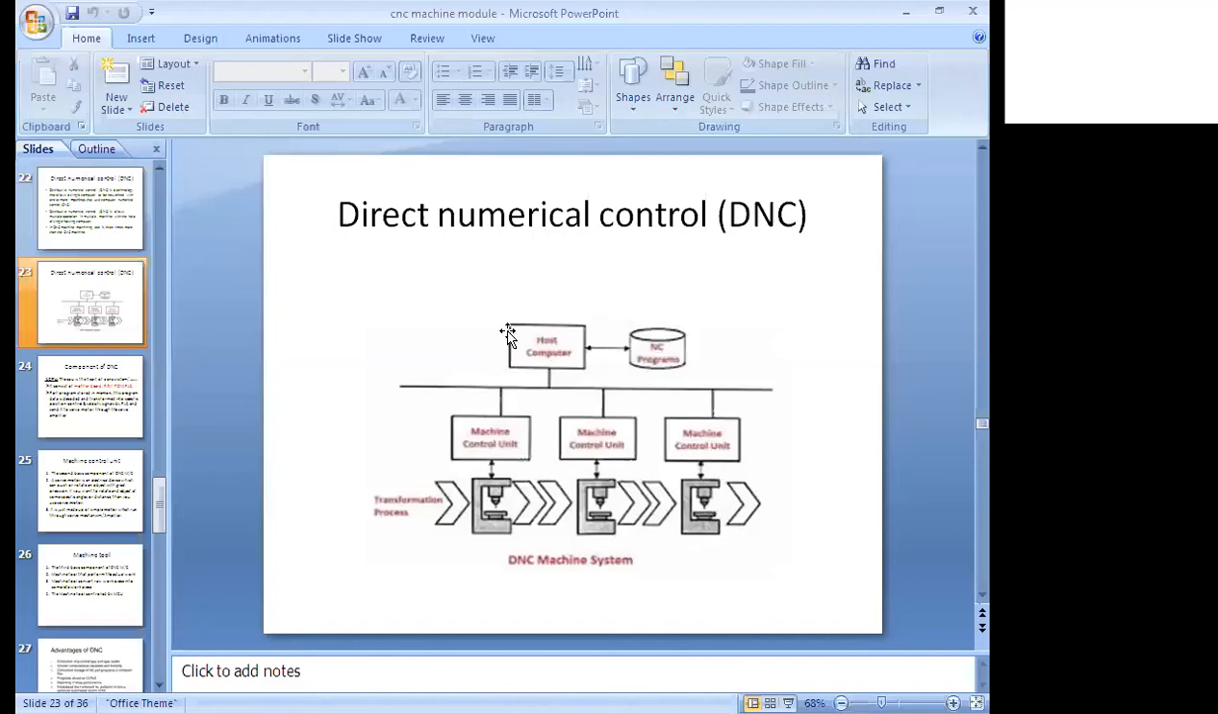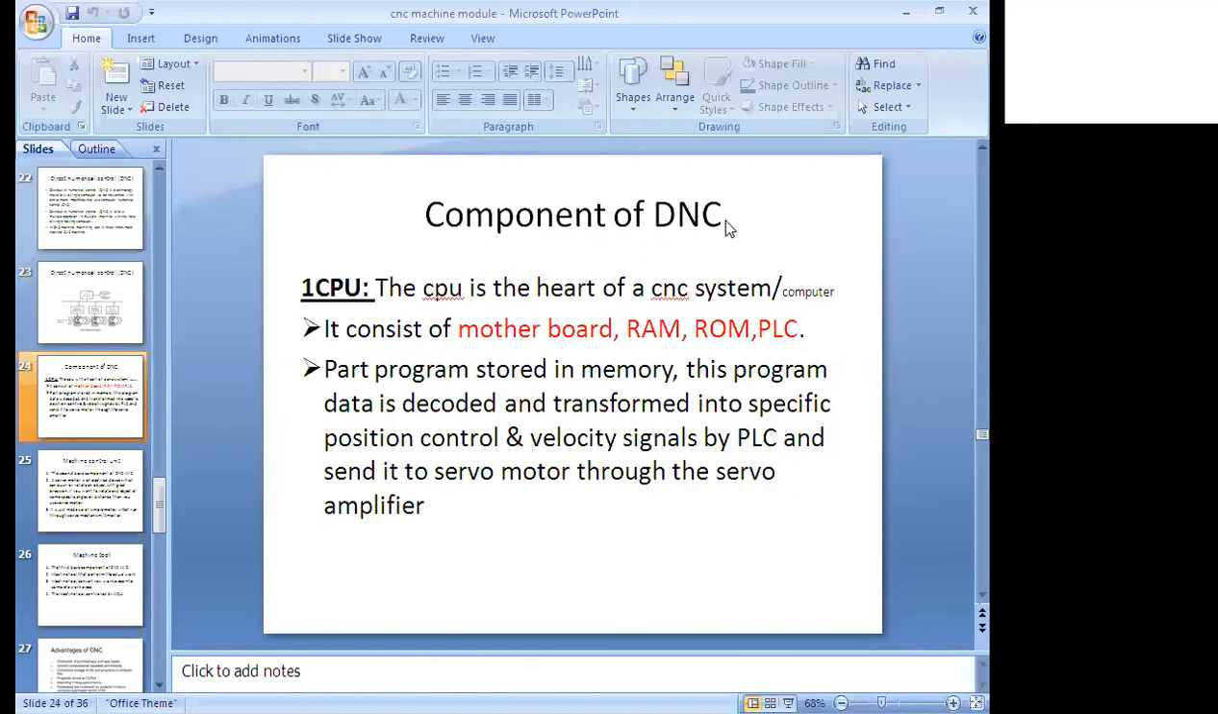Okay, once again I will repeat the block diagram. Host computer, NC programming, connected to the three machine control units. Then that machine control unit is connected to the machine tool. Whatever the components are, I will explain in the next slide. So shall I go to the next slide? Okay, sir. So here, see the components of DNC, direct numerical control.